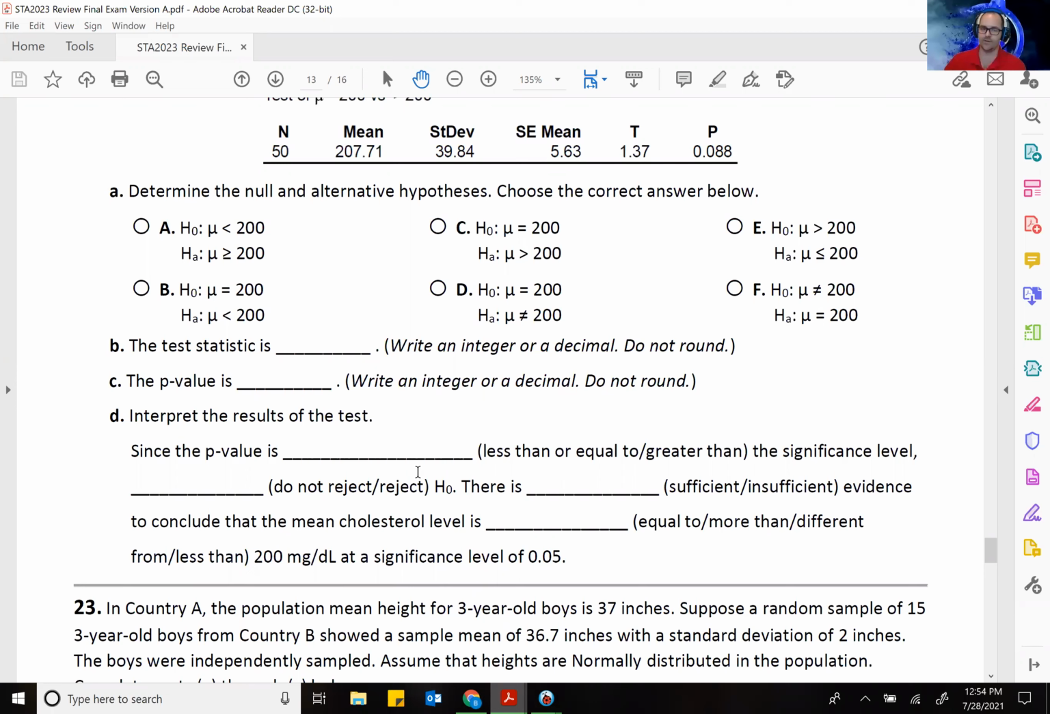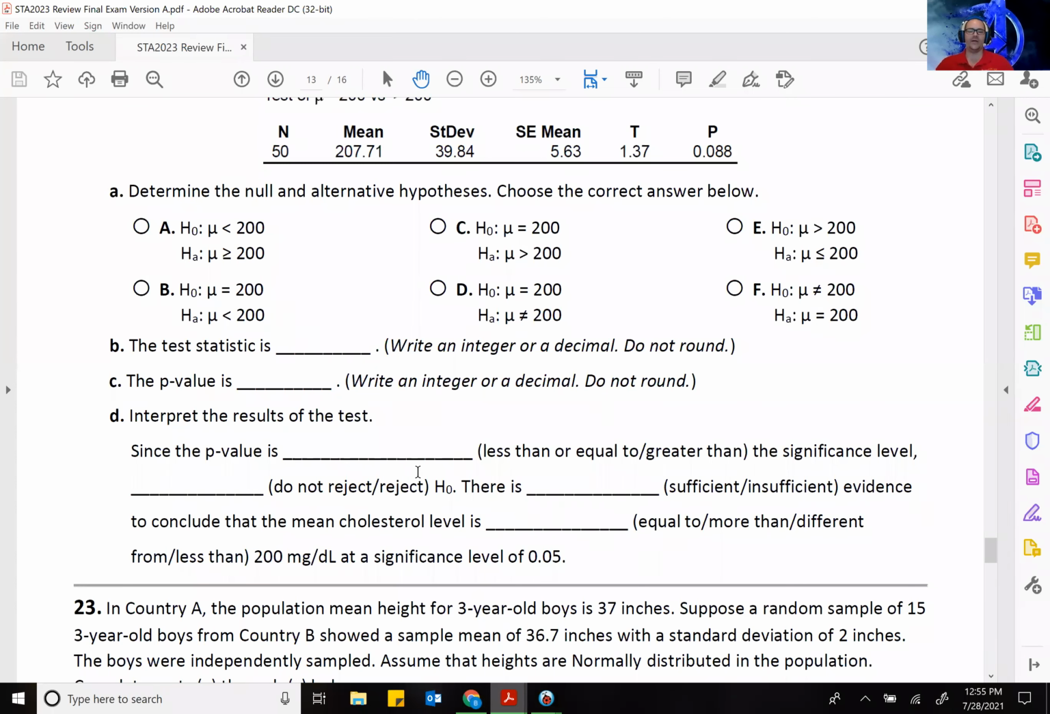You sound uncertain about that. I always get confused in these problems in the homework. That's why. Yeah, do not reject or fail to reject. Because again, when your p-value is greater than alpha, that's when we fail to reject.